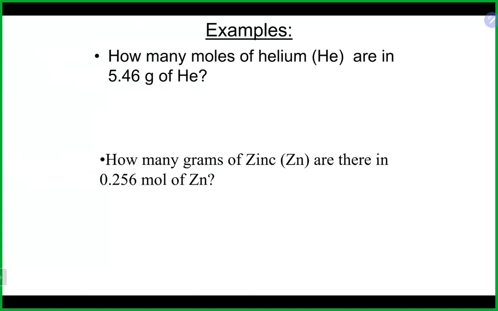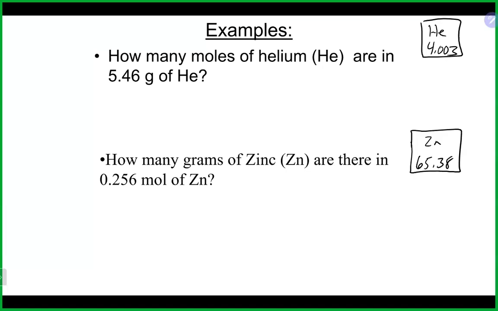So why don't you try a couple here and see. We want to know how many moles of helium are in 5.46 grams of helium. If we look on the periodic table for helium, it says 4.003. For the second one, how many grams of zinc are there in 0.256 moles of zinc? If we look at the periodic table for zinc, it says something like 65.38, I guess we'll go with.